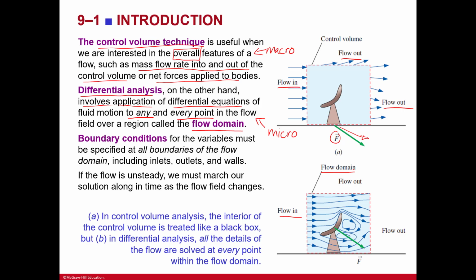Okay? And then you have boundary conditions for variables must be specified at all boundaries of the flow domain, including inlets, outlets, and walls. And you would know that because here the boundary is changing from the control volume to the flow domain and how we use those and how we analyze them. If the flow is unsteady, we must march our solution along in time as the flow field changes. So we would just match our solution or our analysis with the flow change.